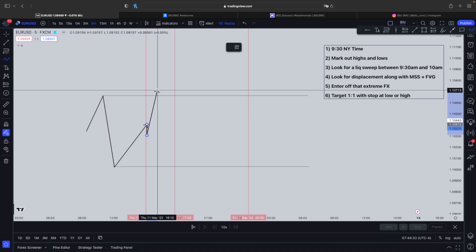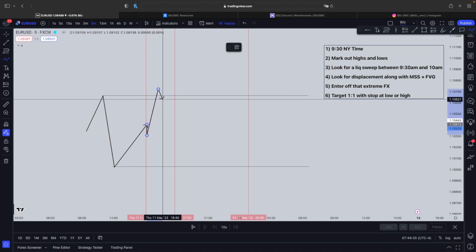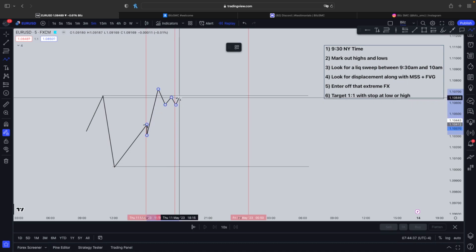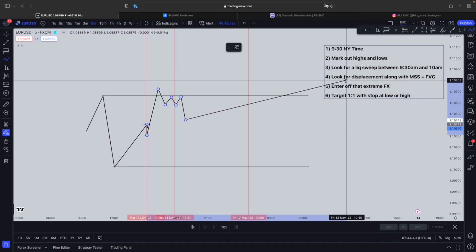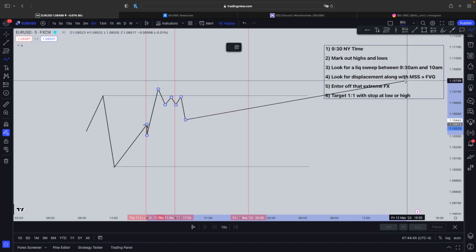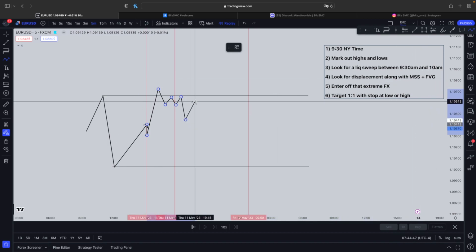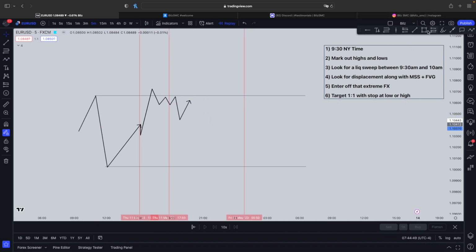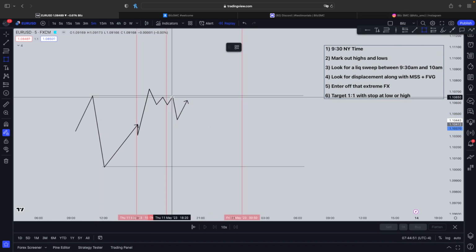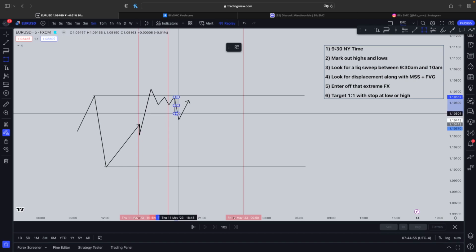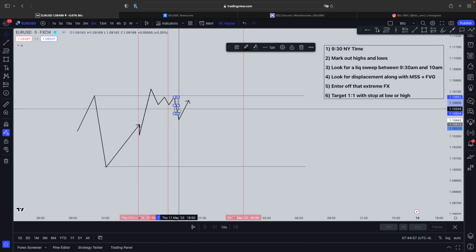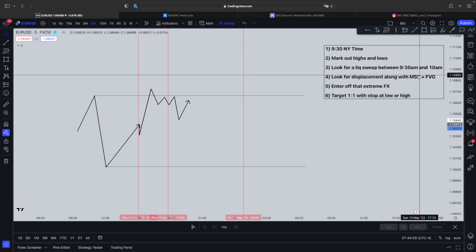Range. So right here, boom. As soon as this happens, we can literally go down and form the market structure shift after our 10 a.m. range. So market structure shift right here. After we get the market structure shift, we're going to wait for a displacement along with market structure shift plus FVG. What I mean by displacement is the candles which break the low to form the market structure shift have to be strong or weak. Some very strong or weak candles. So boom, it absolutely comes in with strength when breaking the low or high.